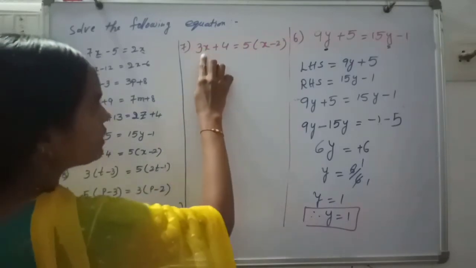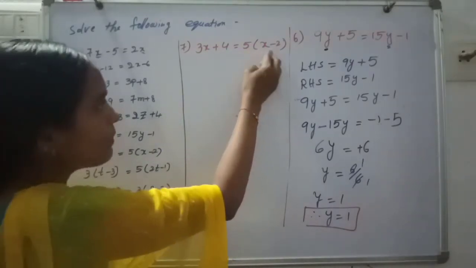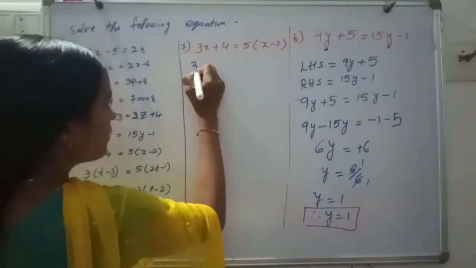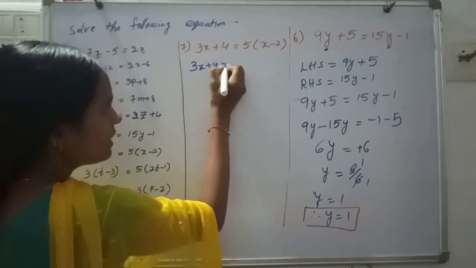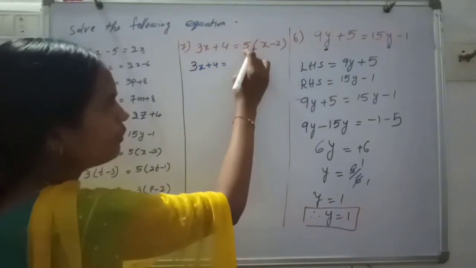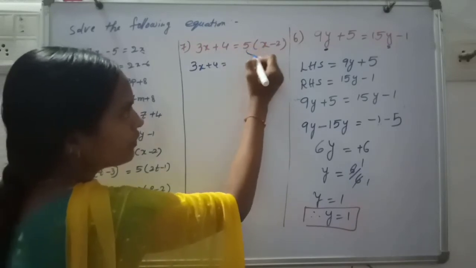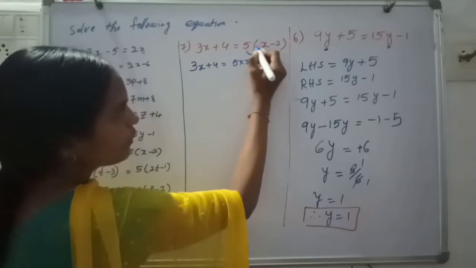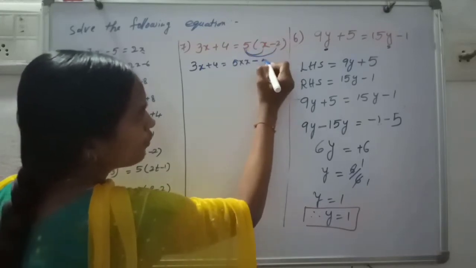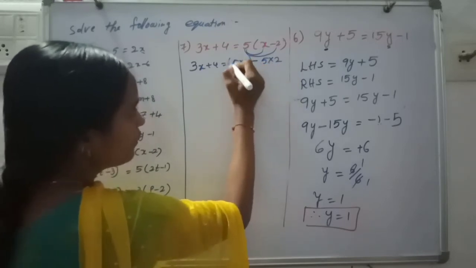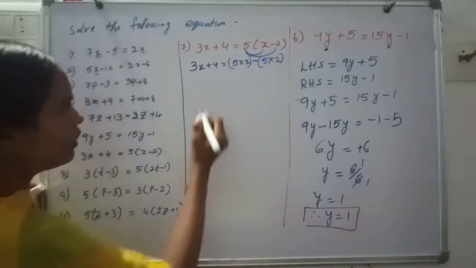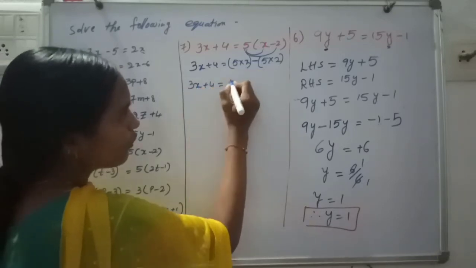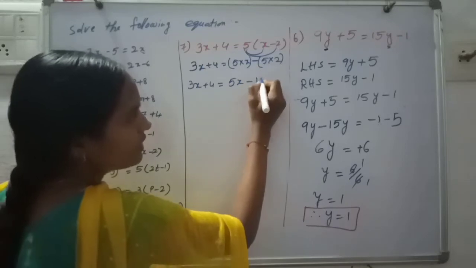Here having x terms. Then multiply with the 5. One step I am giving here: 3x plus 4, then x minus 2 multiplied with the 5. That's why 5 into x minus 5 into 2. Okay, it is step 1. Next, step 2: 3x plus 4 equal to 5 into x, 5x minus 5 times 2 is 10.